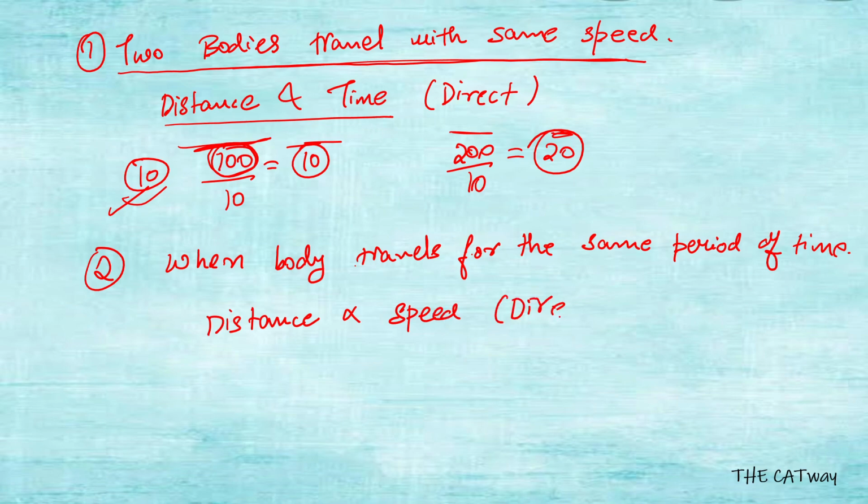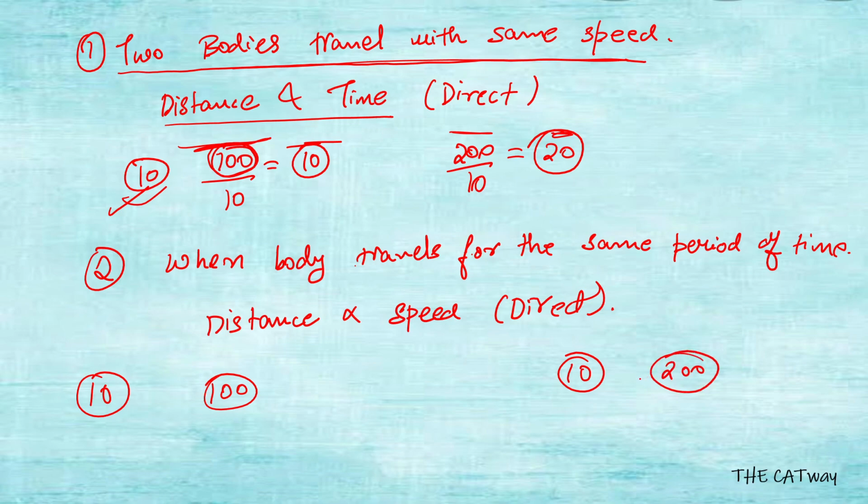Take an example and confirm it. Let's say the time in both cases will be 10 hours. Now the distance is 100 in one case and the distance is 200 in the other case. This is distance, this is time, this is distance, and this is time. Now we have to find speed.